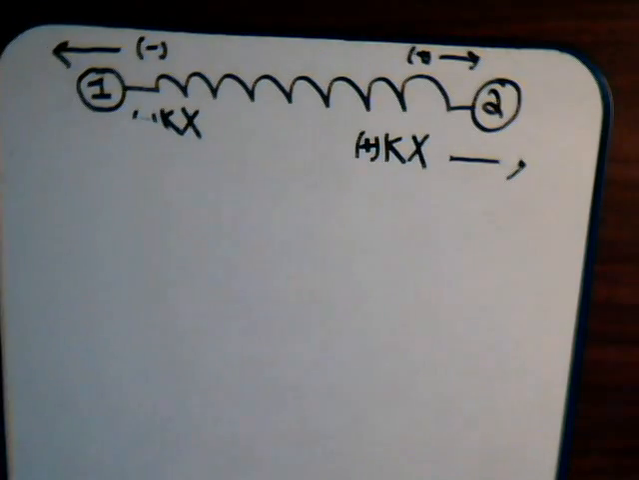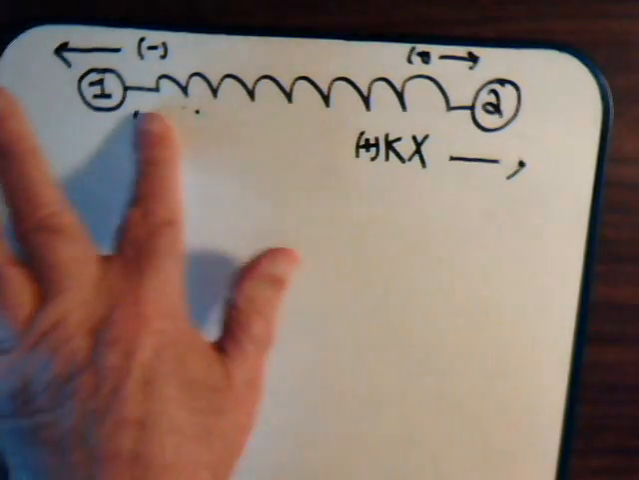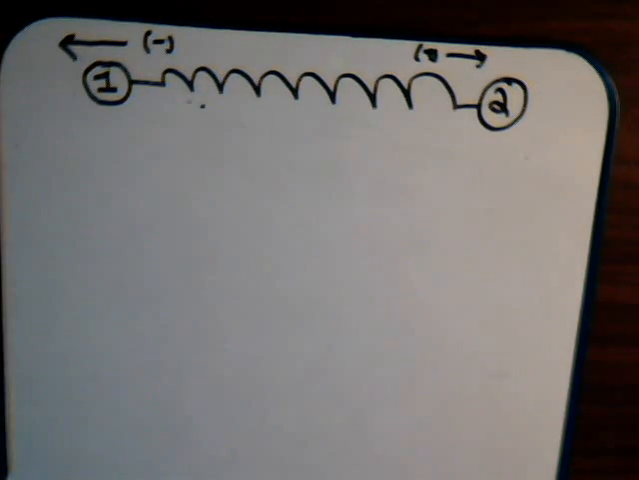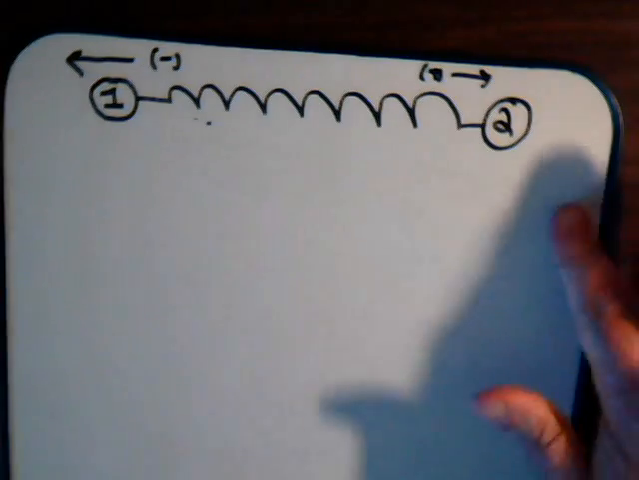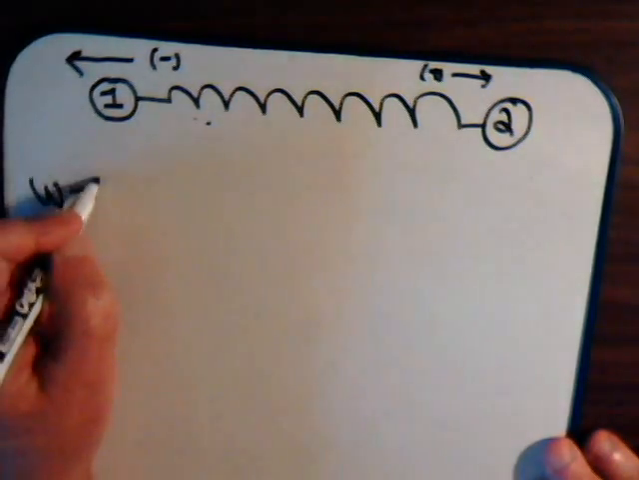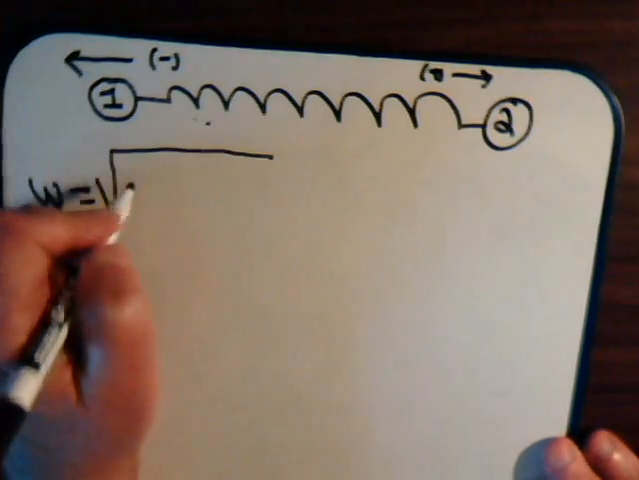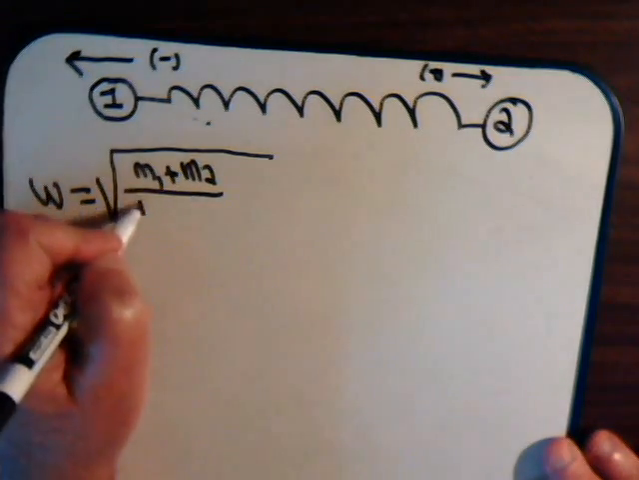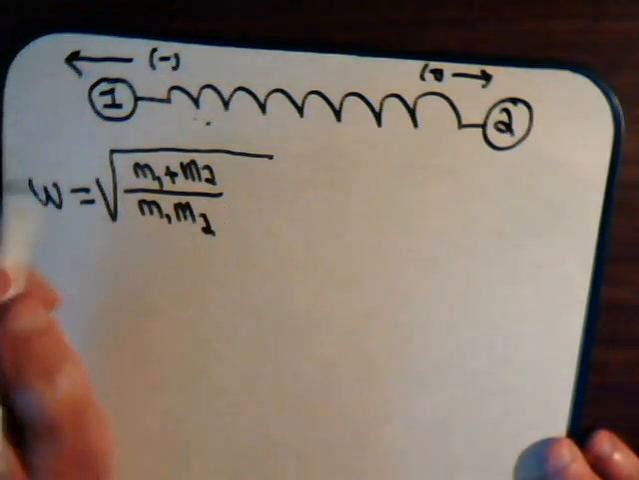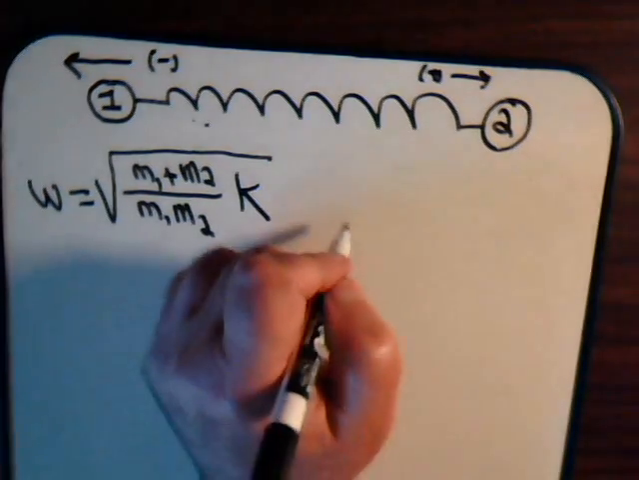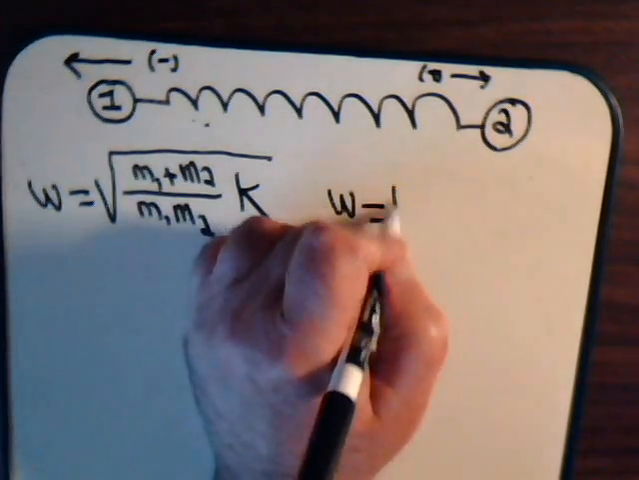Okay, for our double oscillator system, we said that the frequency of oscillation of block 1 and block 2 are the same, and it's this equation: m1 plus m2 divided by their product, multiplied by k. And remember, k is our spring constant for the entire spring. In the last video, when we derived it, we had this expression.